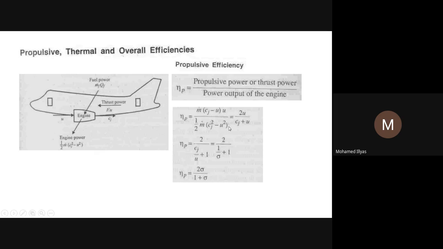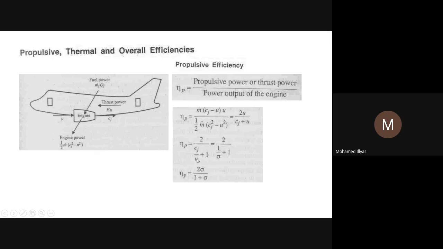Correct, we have used the formula for a square minus b square: a plus b into a minus b. So what happens? You have Cj minus u on the numerator and also on the denominator. Both get cancelled, and the mass flow rate gets cancelled. So the only thing left is Cj plus u. So our simplified relation is 2u by Cj plus u.